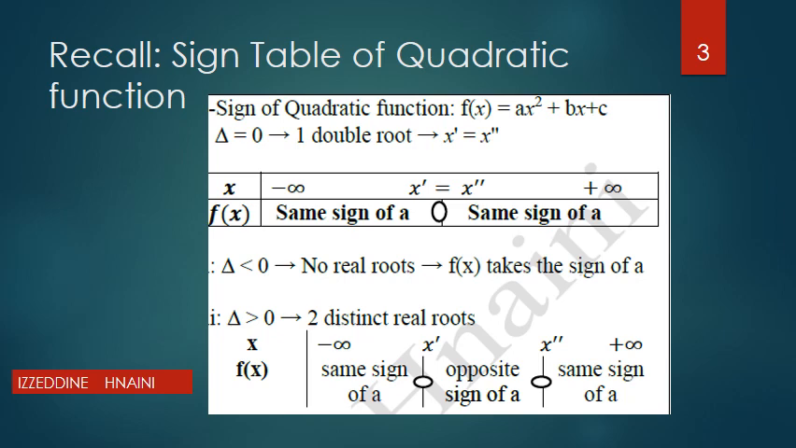This depends on delta. If delta equals 0, we have a double root, same as a, 0, same. If delta is negative, the function takes the same sign as a. And if delta is positive, we have two distinct real roots, and the function takes the same sign as a, opposite sign of a, and same sign as a.